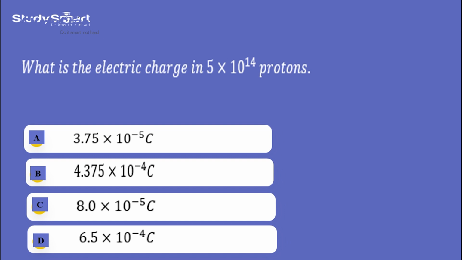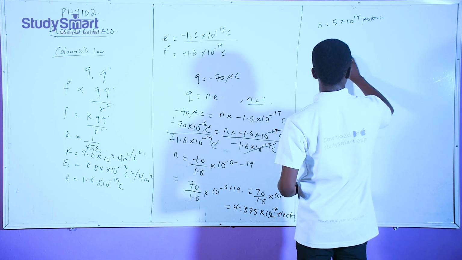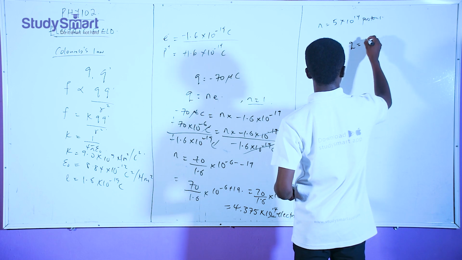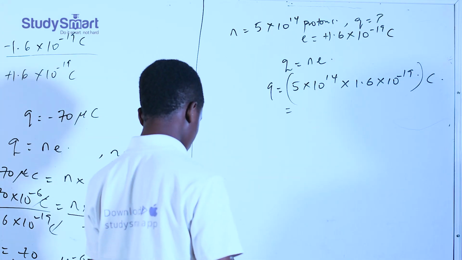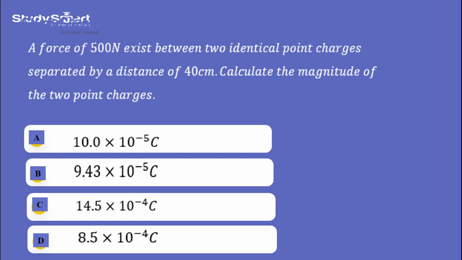So how do we solve that? We have N already given to us as 5 times 10 to the power of 14 protons. And don't forget, the formula is Q equals N e. So the answer is 8 times 10 to the power of minus 5 Coulombs, which is option C. Now to the next question.